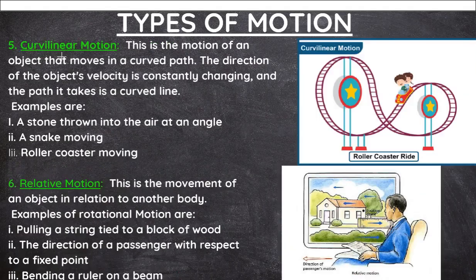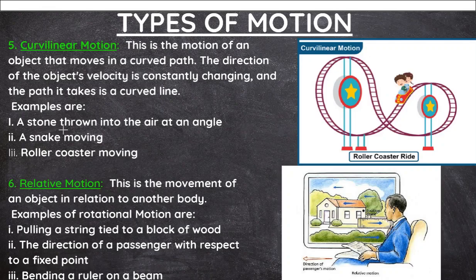Okay, the next type of motion is curvilinear motion. Now, what exactly is curvilinear motion? This is the type of motion of an object that moves in a curved path. So, if you see an object moving in a curved path, such an object is undergoing curvilinear motion. Now, the direction of the object's velocity is constantly changing, and the path it takes is a curved line.